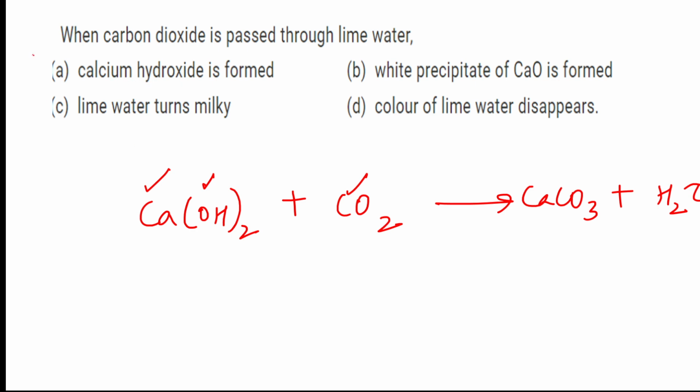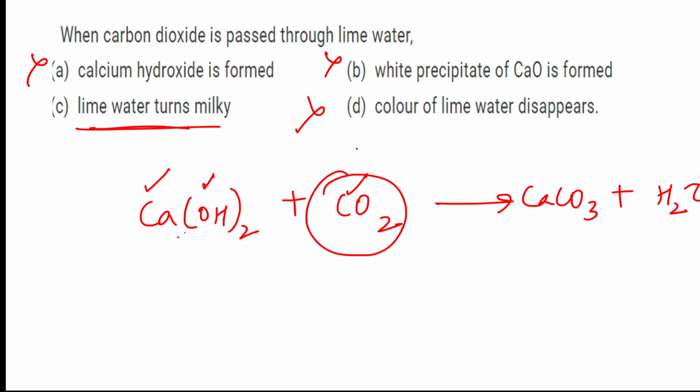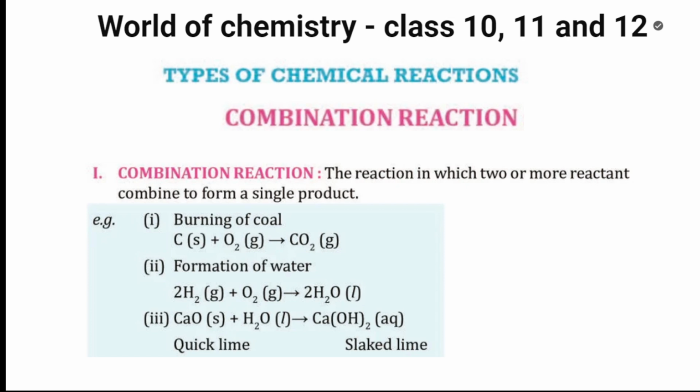So let us rule out. Is calcium hydroxide formed? Wrong. White precipitate of calcium oxide formed? Wrong. Lime water disappears? Wrong. So lime water turns milky. Because of this carbon dioxide, whatever lime water is there, it will turn milky, just like milk. When milky form is formed, that means calcium carbonate, the marble, is formed in the test tube. So lime water is milky. Easy. Next question.